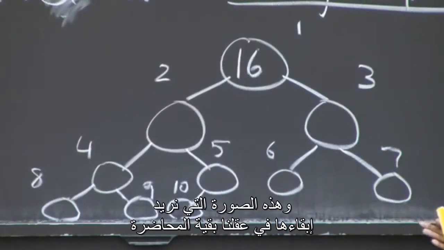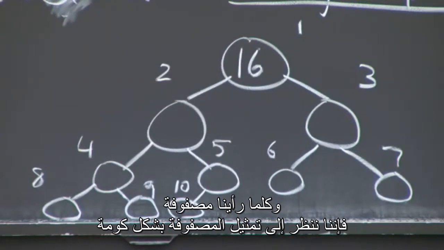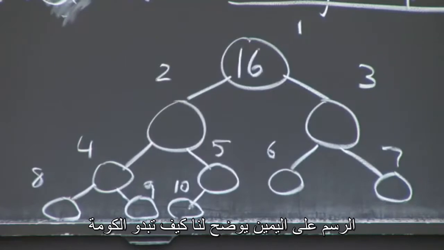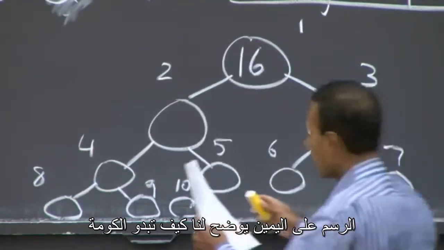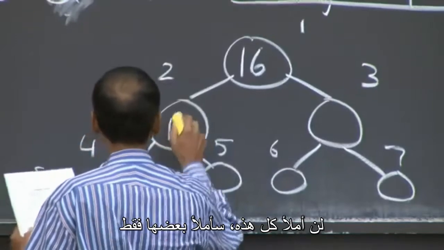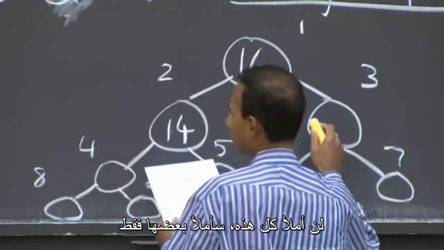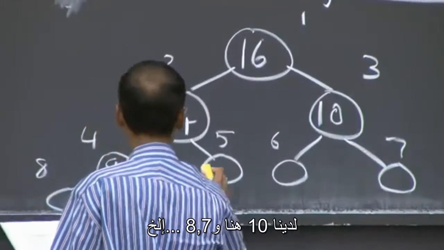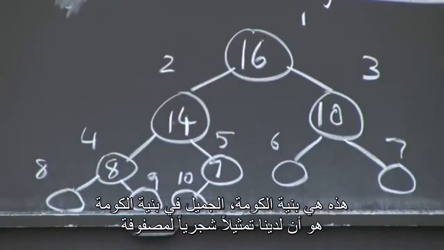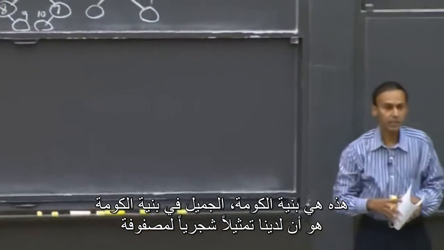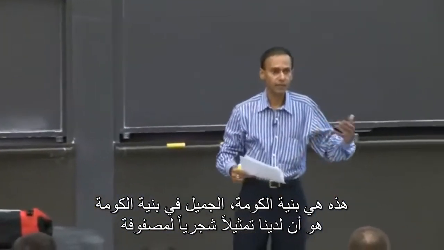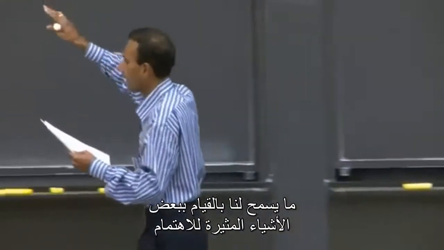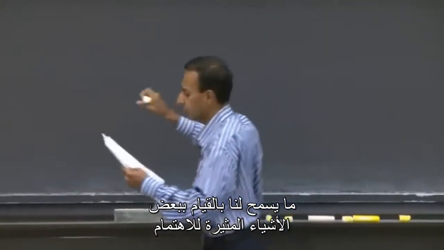And so that's the picture you want to keep in your head for the rest of this lecture. Anytime you see an array, you say we're looking at the heap representation of the array. The picture on the right tells you what the heap looks like. And so I'm not going to fill in all of these. You can, but I'll do a couple. So you have 10 here, and 8, 7, etc. So that's a heap structure. What's nice about this heap structure is that you have a tree representation of an array, and that lets you do a bunch of interesting things.